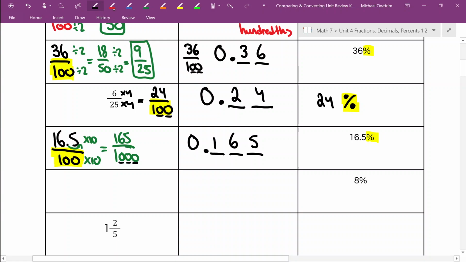Okay, let's finish up by simplifying our fraction. We've got 165 over 1,000. I'm going to start by dividing top and bottom there by 5. 5 goes into 1 0 times. 5 goes into 16 3 times, leaving us 1. And then 5 goes into 15 3 times.